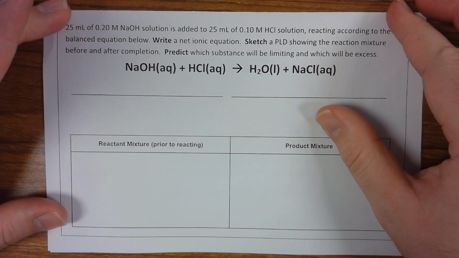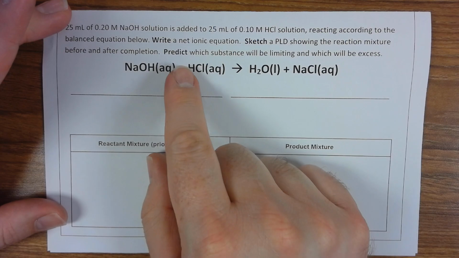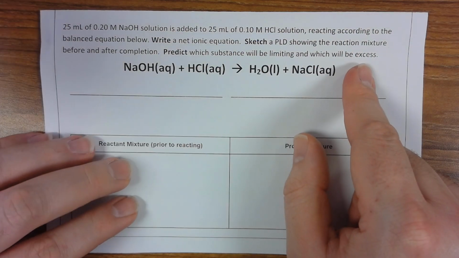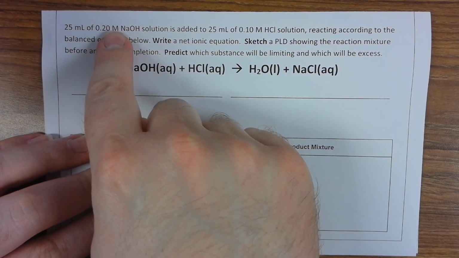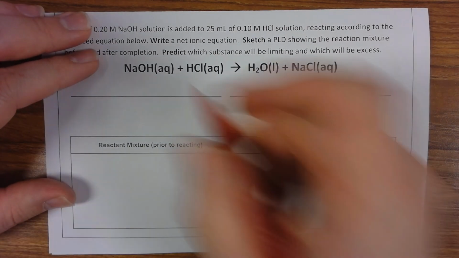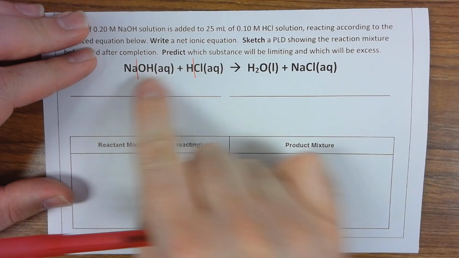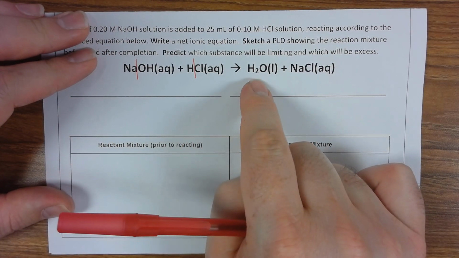In this scenario, I need to write a net ionic equation, sketch the particle diagram, and predict who's limiting and in excess, all using volumes and molarities. So the very first thing I need to do is work out the net ionic equation. I know this guy's going to split here and here. This is a strong base, that's a strong acid. I'm going to leave the water alone.